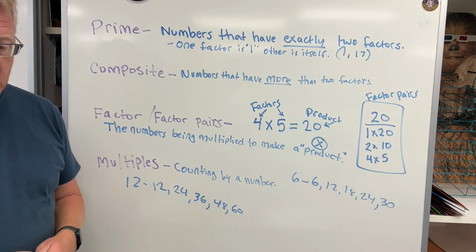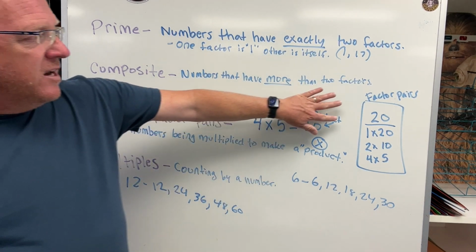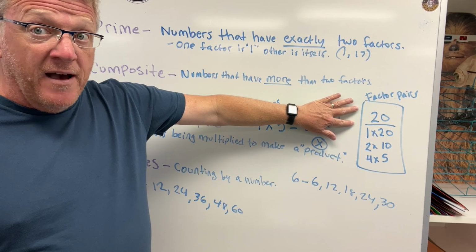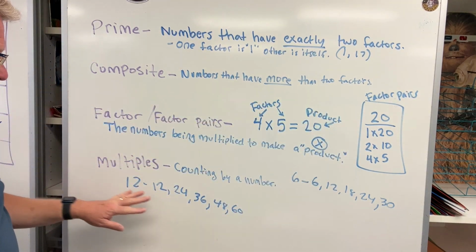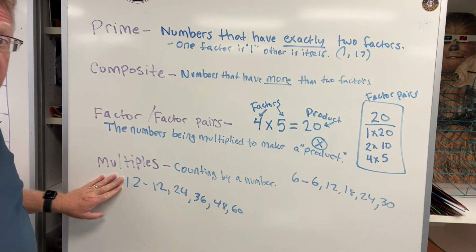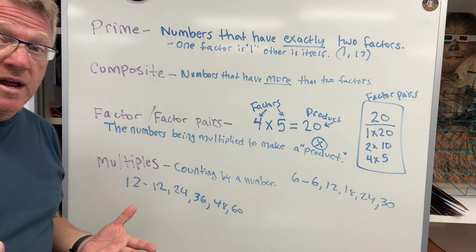All right. So I could see myself on a quiz giving you a number and saying, tell me all the factor pairs. And I could see on that quiz me saying, show me the first 5 multiples of whatever number I give you. All right.